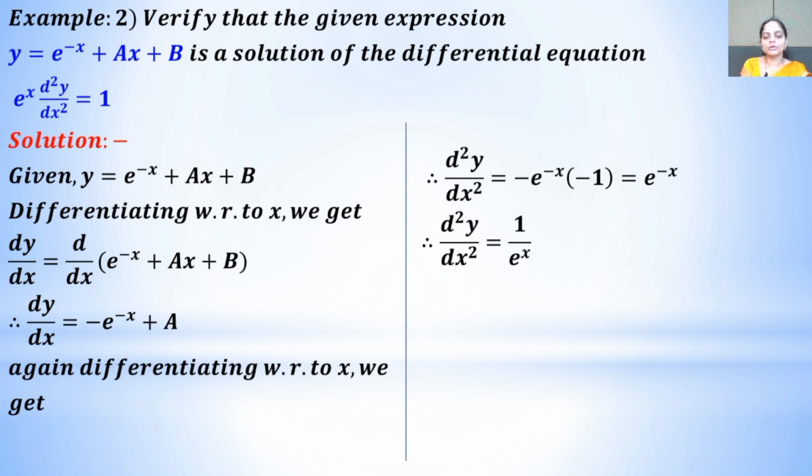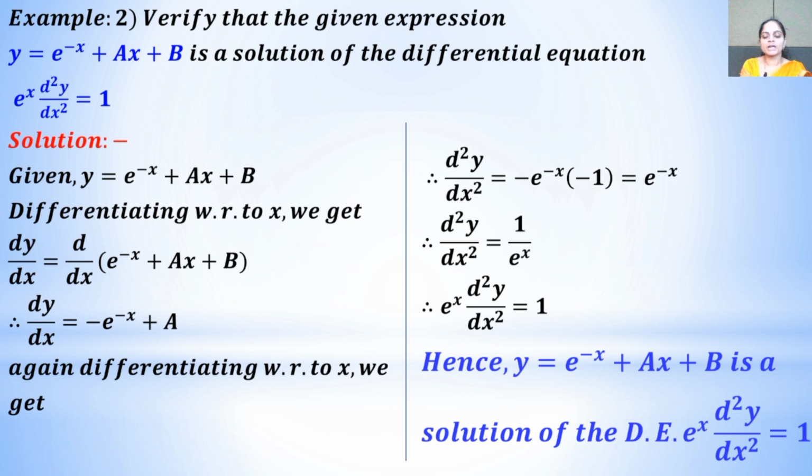Therefore, d2y by dx square is equal to 1 upon e raised to x. Now, we take the term e raised to x on the LHS. So, we get e raised to x into d2y by dx square is equal to 1. Hence, y equal to e raised to minus x plus ax plus b is a solution of the differential equation e raised to x into d2y by dx square is equal to 1. Hence, verified.